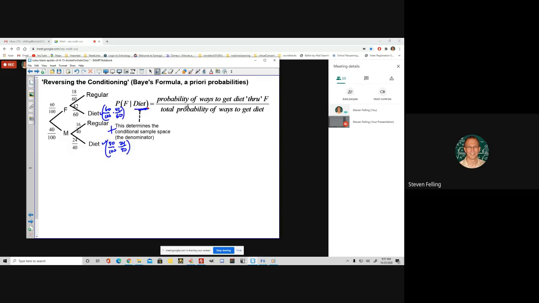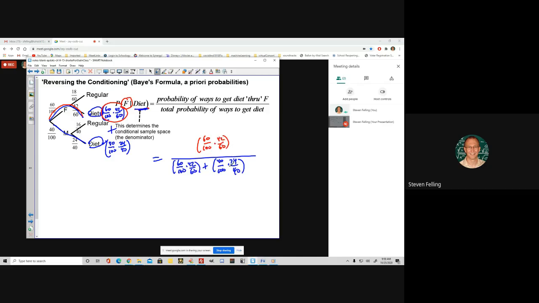And that means that the bottom of this is going to be the total number of paths to get through the tree to get to diet, to meet the condition. That's going to be 60 out of 100 times 42 out of 60 plus 40 out of 100 times 24 out of 40. But then in the top, we want to find just the ones that meet the event criteria of female. So female would be this particular path, so this one. So it's going to be the 60 out of 100 times 42 out of 60 over this.